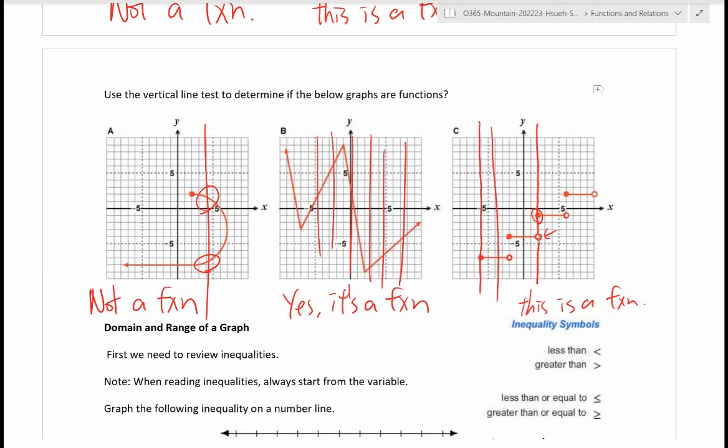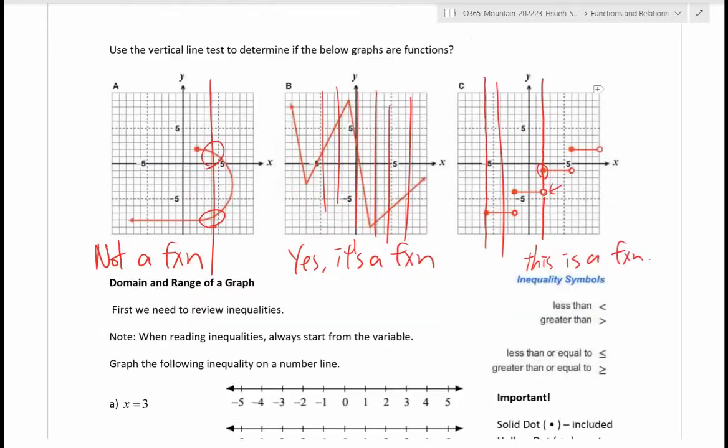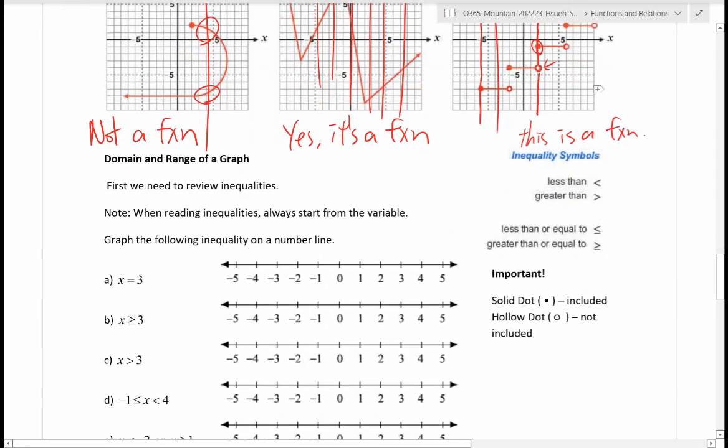So this one is a little tricky. This is what we call the step function. It looks like steps, that's why we call it a step function. It's a function. Okay, so that's what a function is, and that's how you determine whether a graph is a function. Actually, we didn't look at a table, but a table is similar to the mapping diagram or coordinate pairs. That's how you can tell whether it's a function or not.